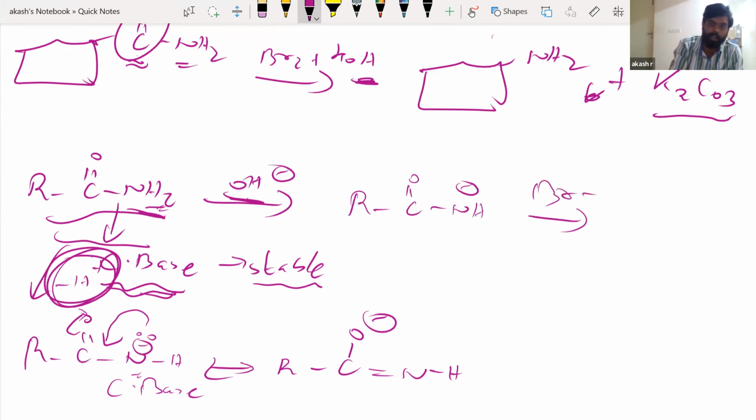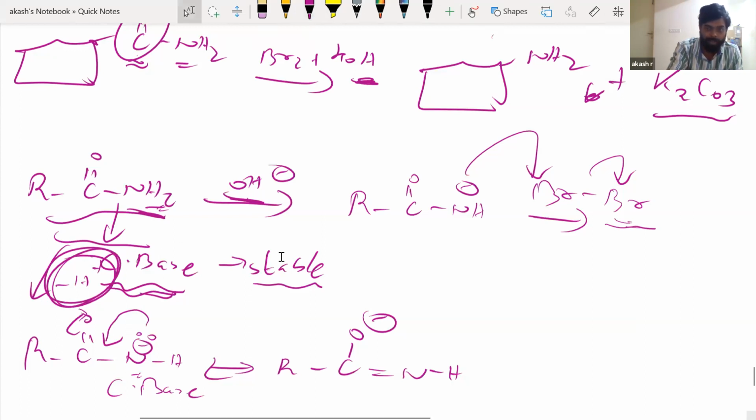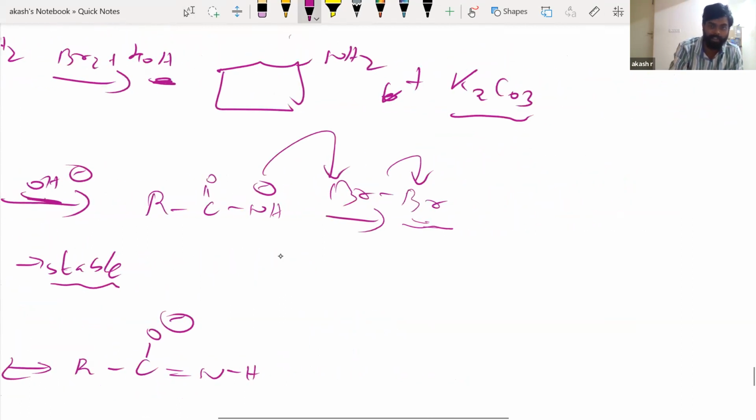Now what happens? Now your Br2 molecule is there. This negative will attack Br, forming a bond between nitrogen and bromine, and this Br minus goes out. Right, so then what can happen? Then we can write that I have R, C double bond O, N. Now one more hydrogen atom is there, and there is Br here.